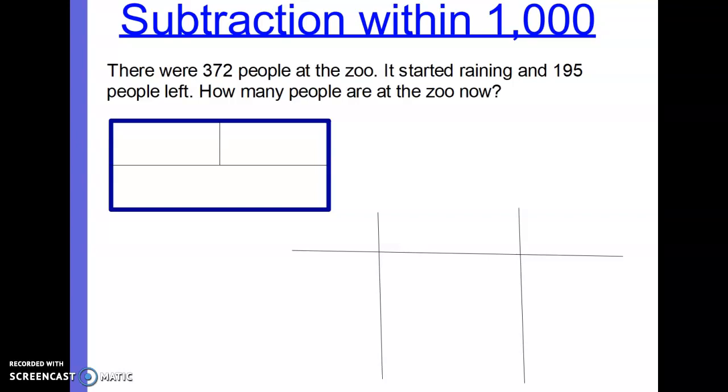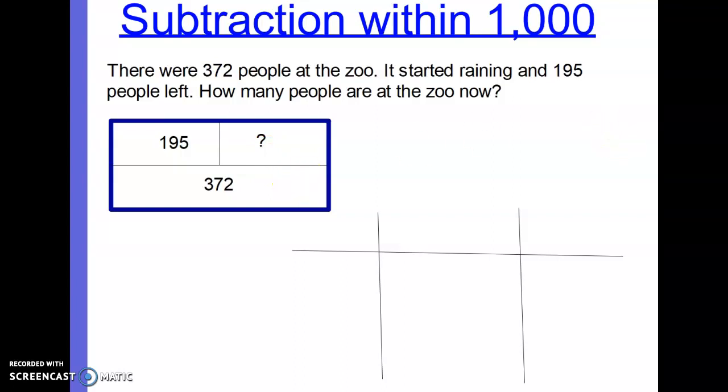So we're going to look at our strip diagram. What do we know? We know there was a total of 372 people. We know it started raining, and we know 195 people left. And what we're trying to solve is how many people are at the zoo now. So we know the total people, 372. It started raining, 195 left. And now we want to solve for how many people are at the zoo.